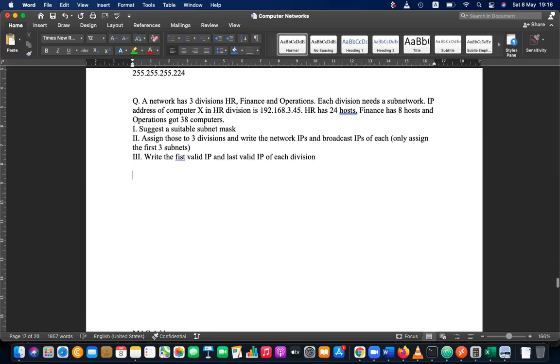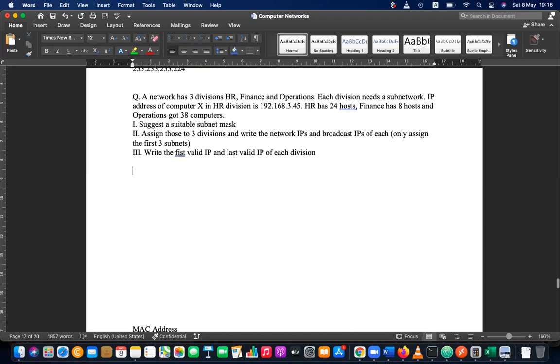Okay, so this can be your exam question, and you are given an IP. Then they have given a scenario where one division has 24, another division has 8, and another division got 38. So based on which division are you going to decide? HR, finance, or operations? Which is the decision making division?